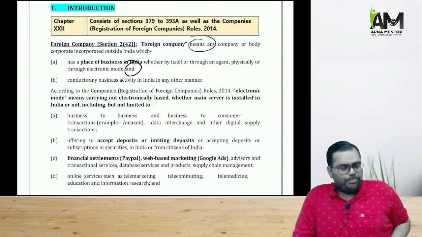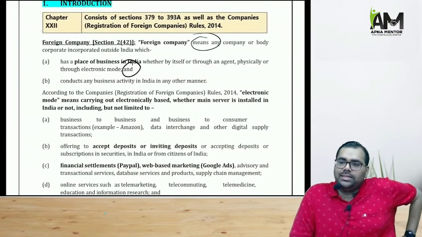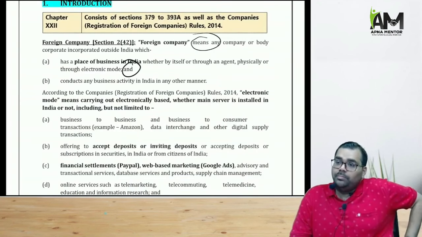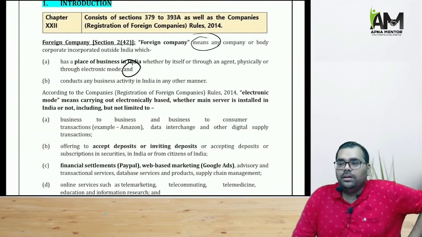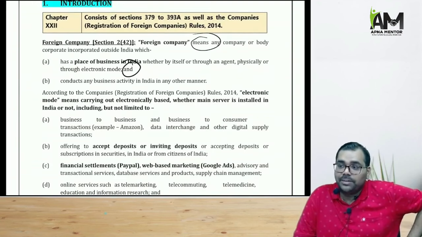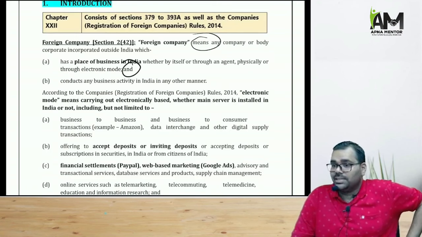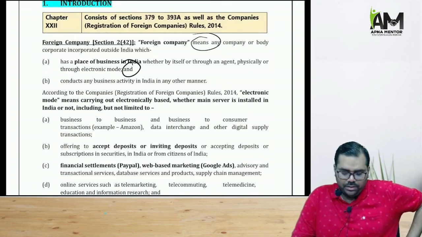But let me tell you one thing. The word in the definition used is and. Means both the conditions must be satisfied. But if you think very logically, using the word and here gives an illogical meaning. Because what they are saying, you should have a place of business in India and you are conducting any business activity in India. But there are many companies which do not have a place of business in India, but they conduct business activity in India.